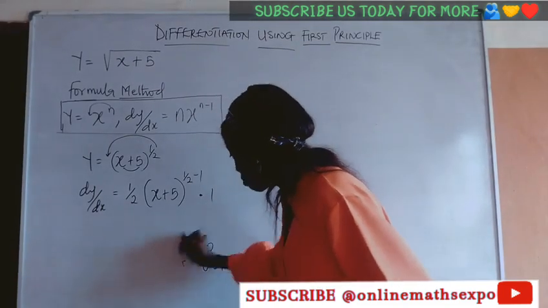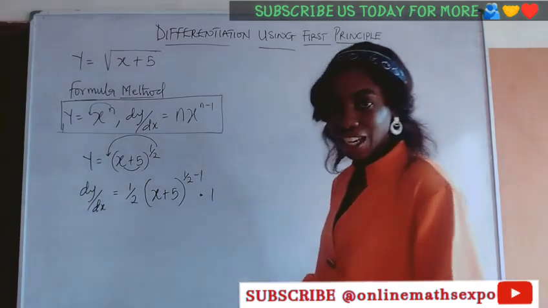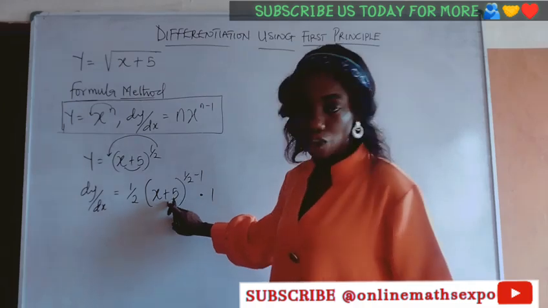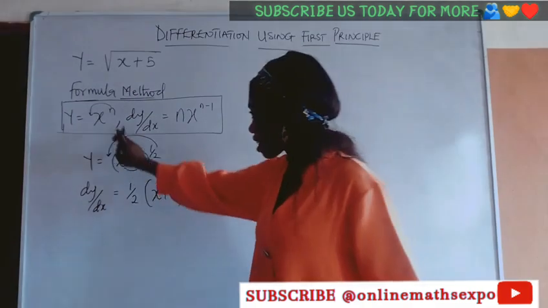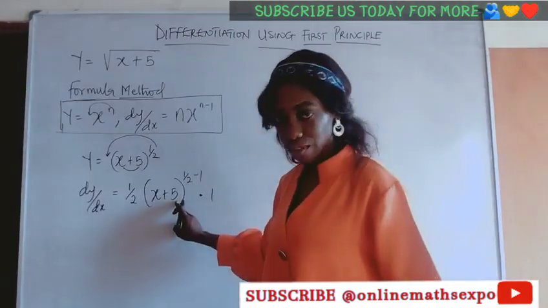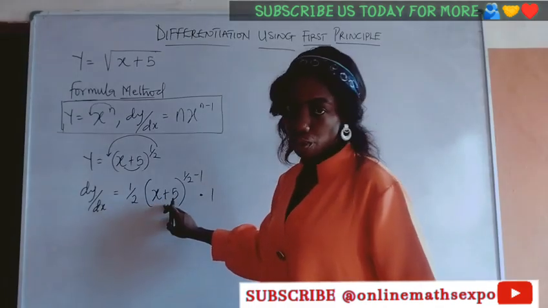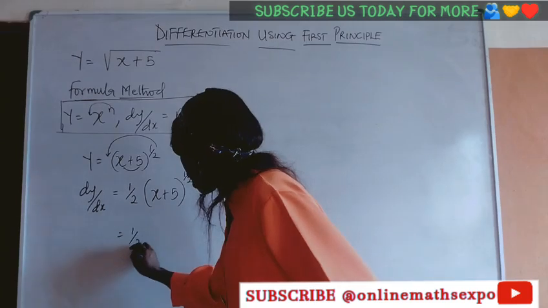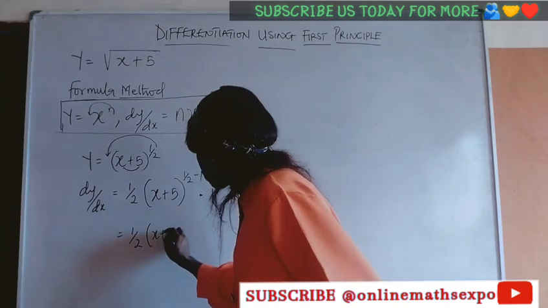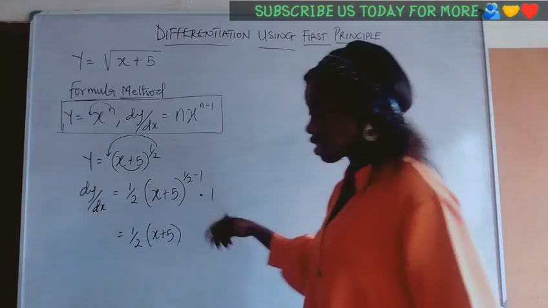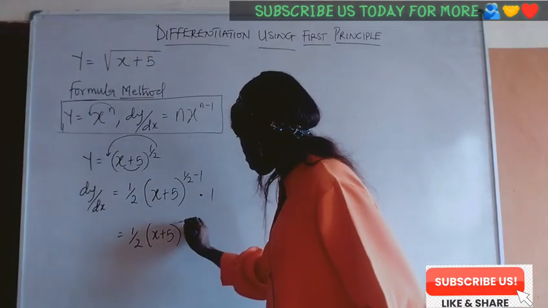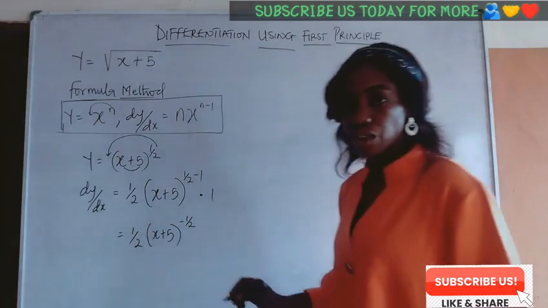So did you see the adjustment we said we are going to make? We made the adjustment because what we have in the bracket is not just x, like here. It is now x plus 5, so you differentiate it also. That is the adjustment. So we are now going to have half into x plus 5. Whenever you multiply anything by 1, it gives you back that answer. Then half minus 1 will give us negative half.